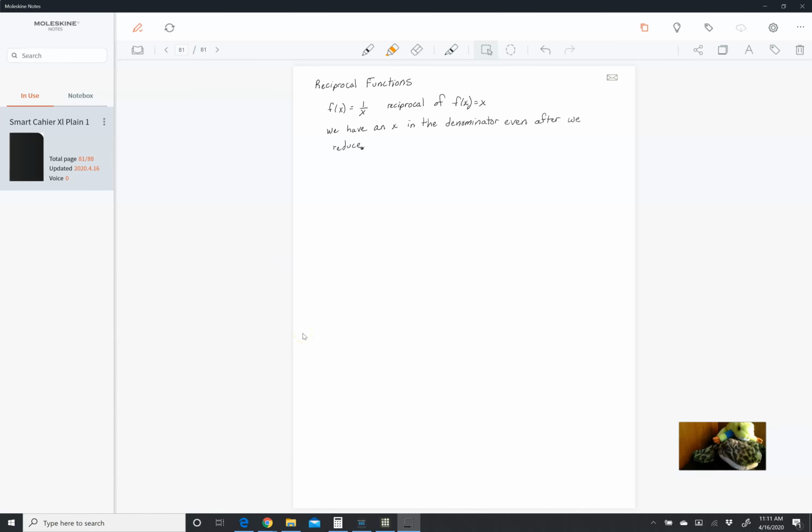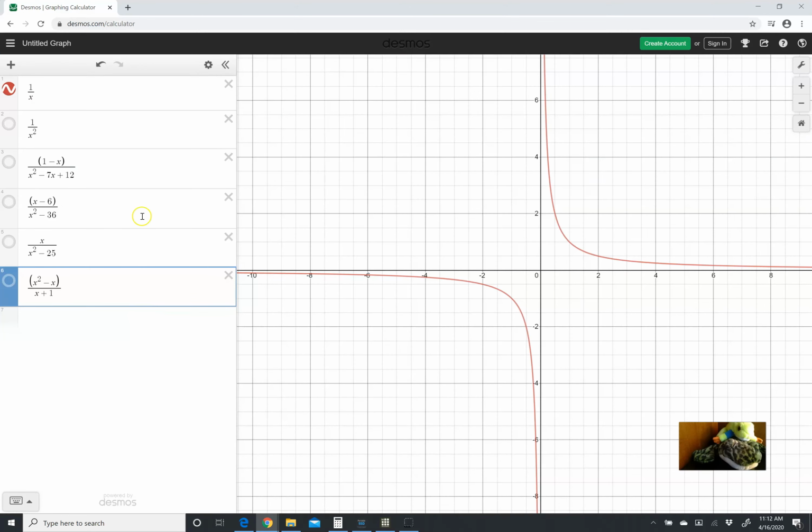So let's take a look at what some of these reciprocal functions look like. So this is 1 over x. This is what y equals 1 over x looks like. I'm just writing this in the board notes as well.